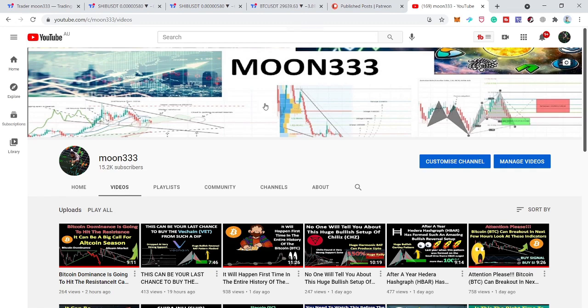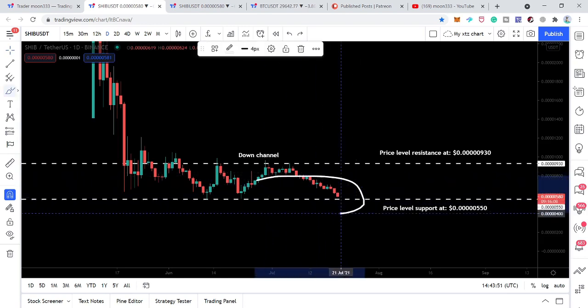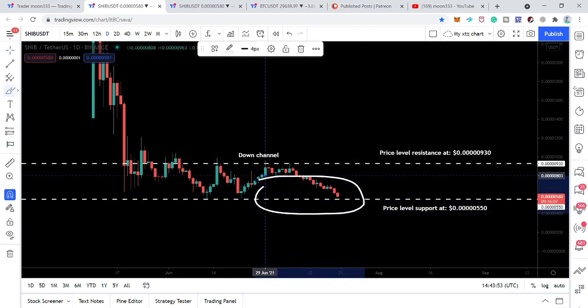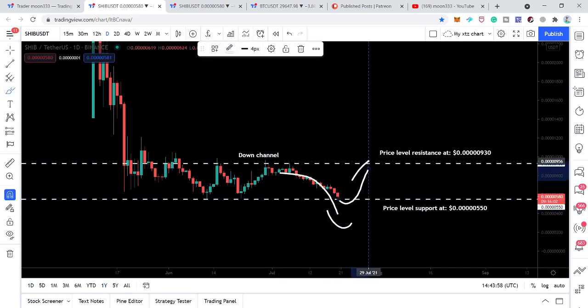The reason for today's video on SHIB token is to tell you that the price action is very close to test this key level support, and in today's video we will try to analyze whether the price action will break down this support or it will reverse bullish from here.